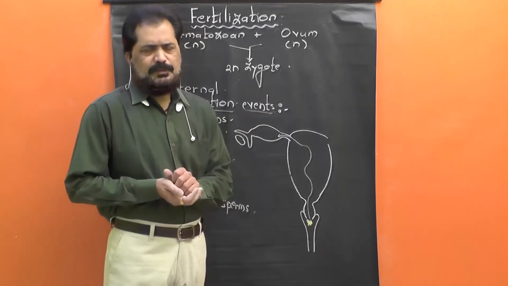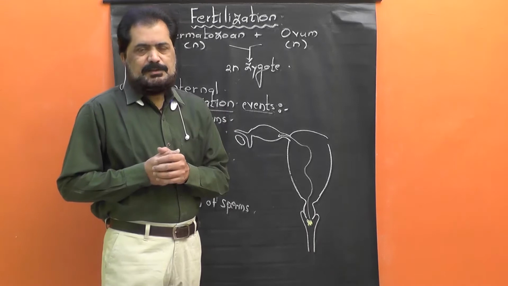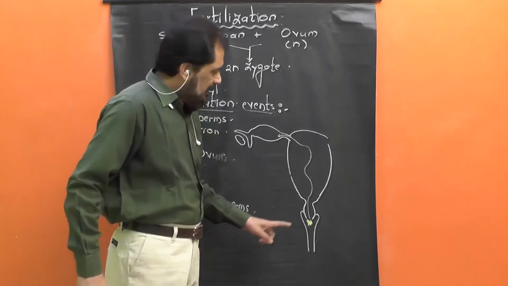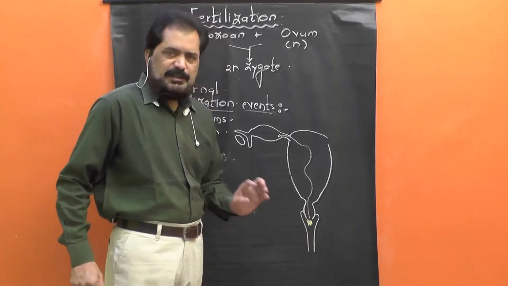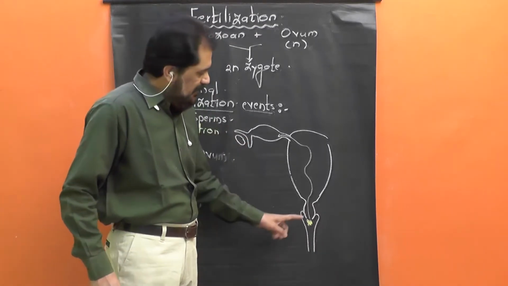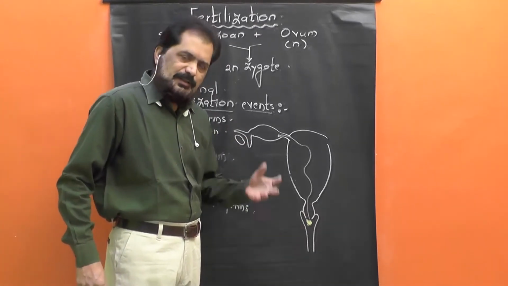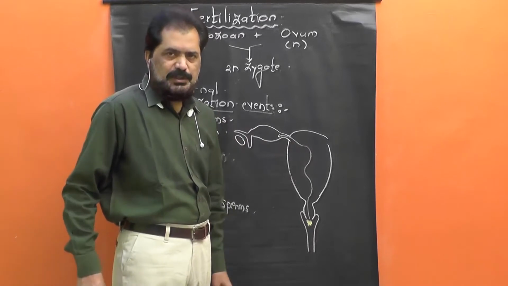Why is this so? There are different reasons. First of all, the acidic nature of the vagina can kill the sperms. We know that the vagina is acidic, so some sperms get destroyed there.